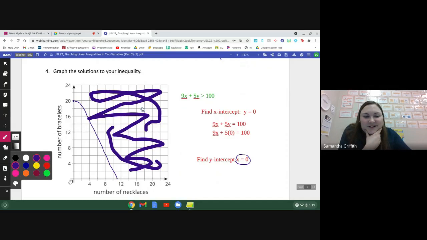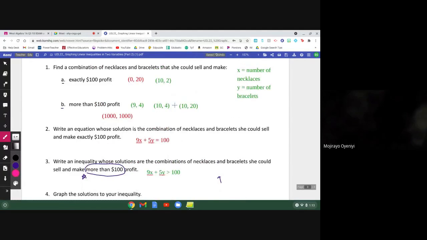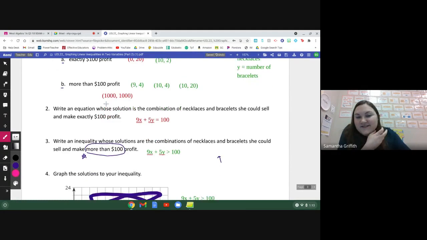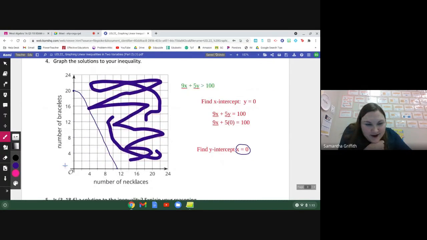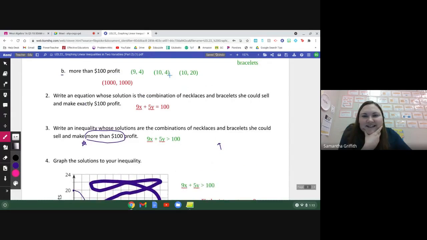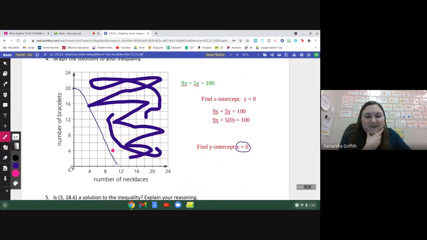For example, earlier you guys told me that (10, 4), she sold 10 necklaces and 4 bracelets, is more than $100. If I find (10, 4) on my graph, it's right there. Notice that is in that shaded area. We also said (10, 20) was a possibility. If I find that on the graph, it's up here. It's in the shaded area. So we're trying to make sure we shade everything that would give her more than $100.